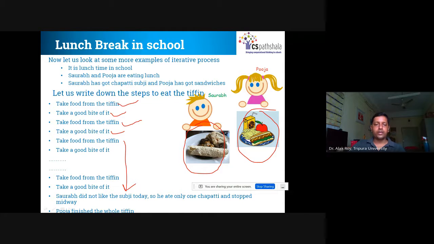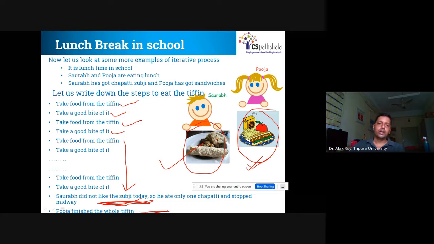And Pooja finished the whole tiffin. Okay. So in this process, the loop ends depending upon the condition that Saurabh did not like the sabji. So the condition to stop is Saurabh did not like the food, whereas Pooja finished the whole tiffin, and the process ends when it is void, or maybe it is null, or maybe it is zero. Okay.